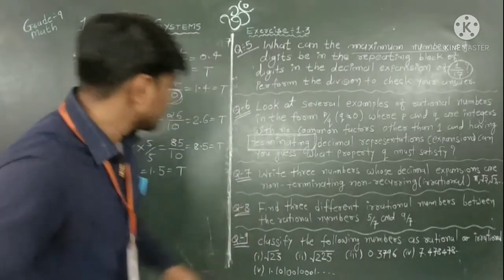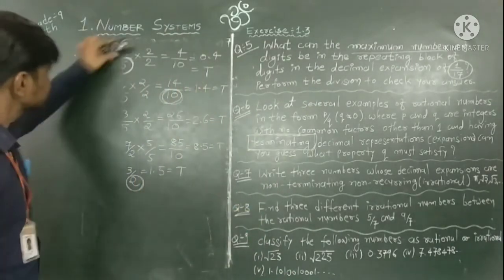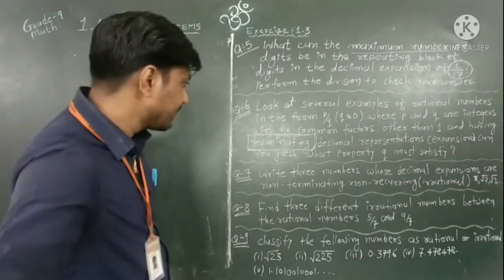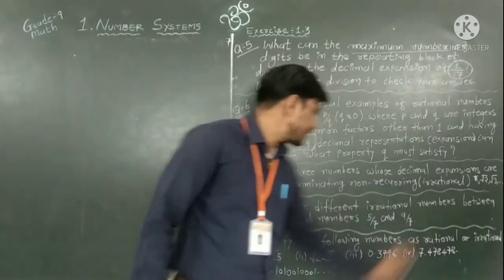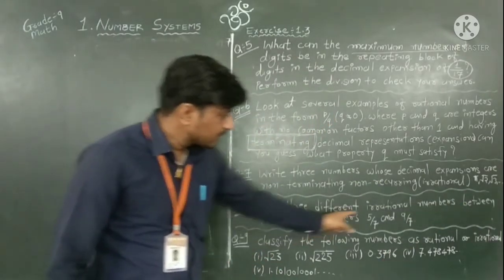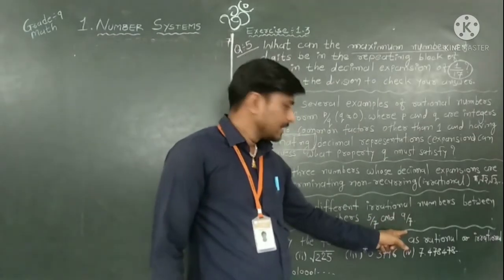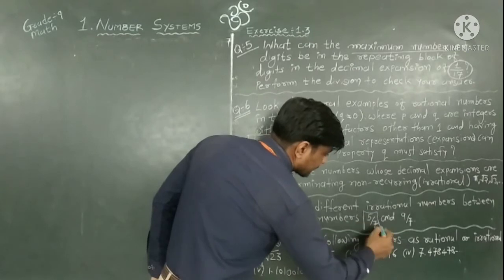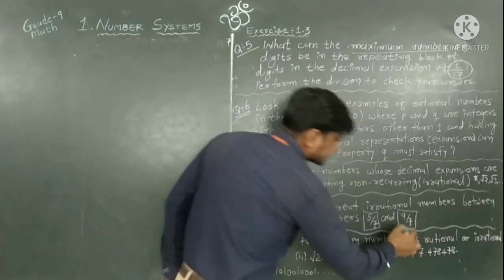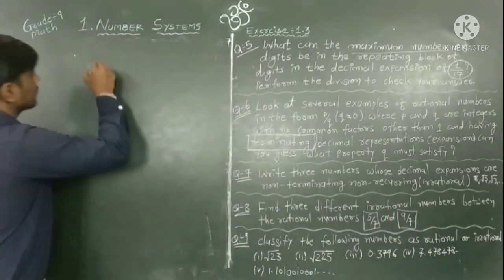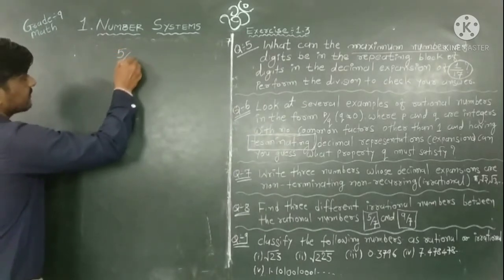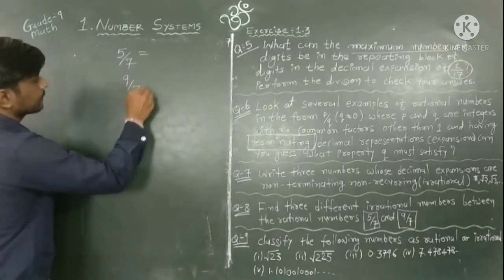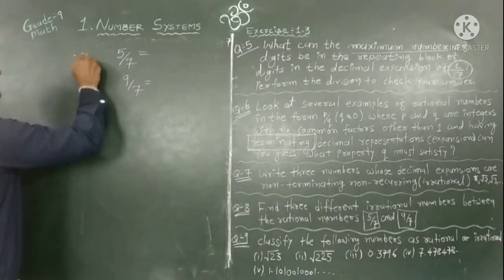Now look, next example, example number 8. What is example number 8? Find three different irrational numbers between the rational numbers 5 by 7 and 9 by 7. We have to find irrational numbers between these two given numbers. Our first rational number is 5 by 7 and the second number is 9 by 7. So first of all, what is the value of 5 by 7 and what is the value of 9 by 7? This is solution 8.